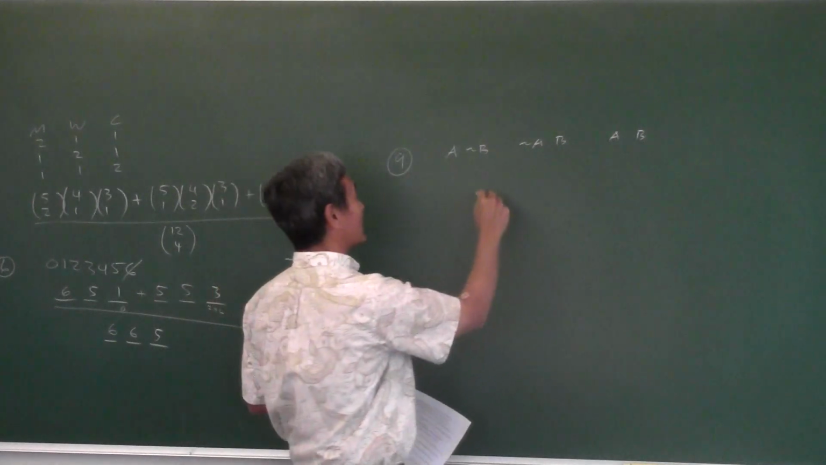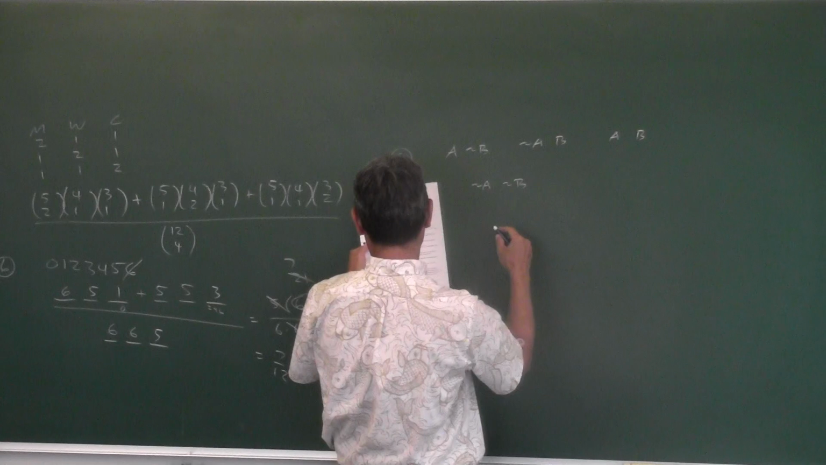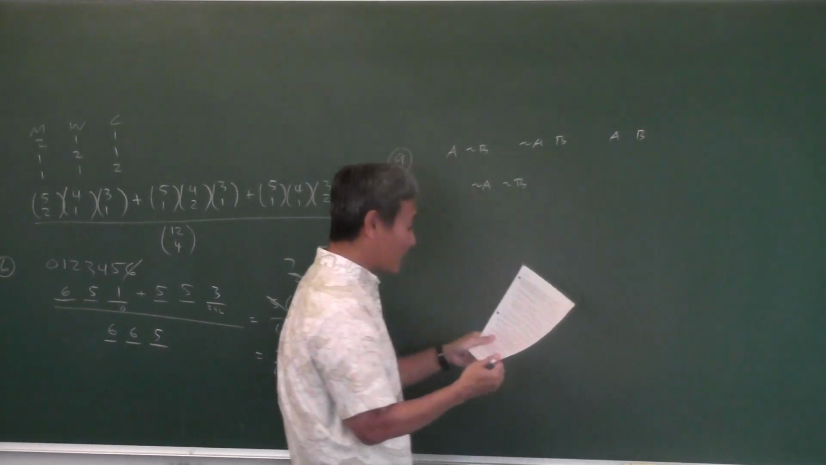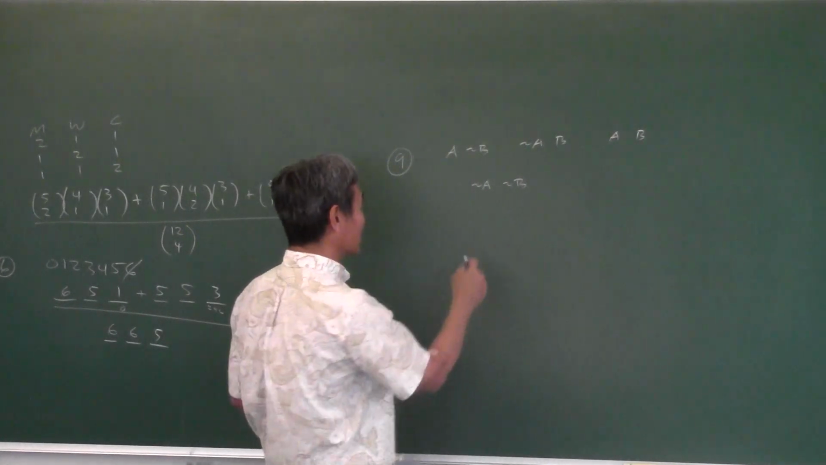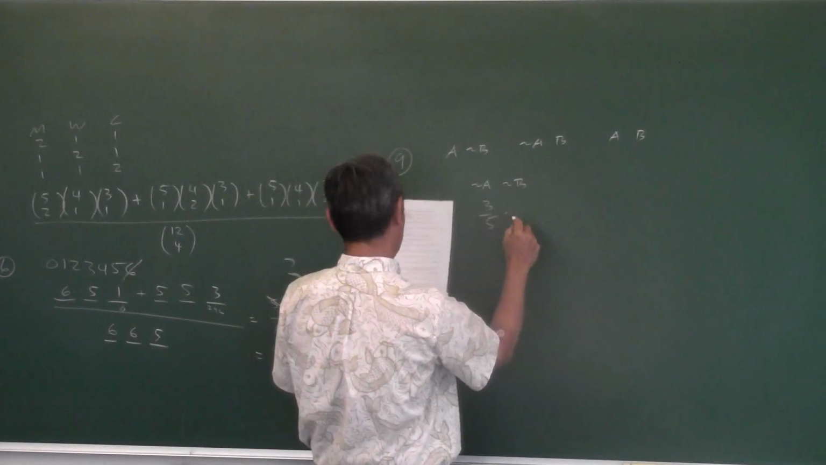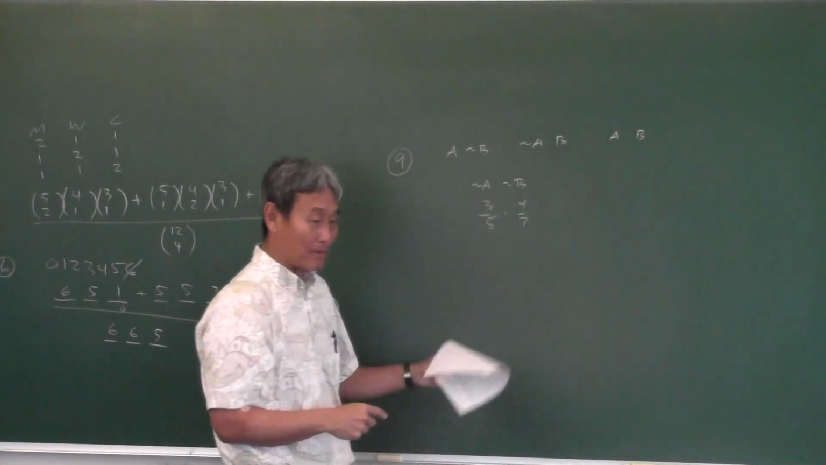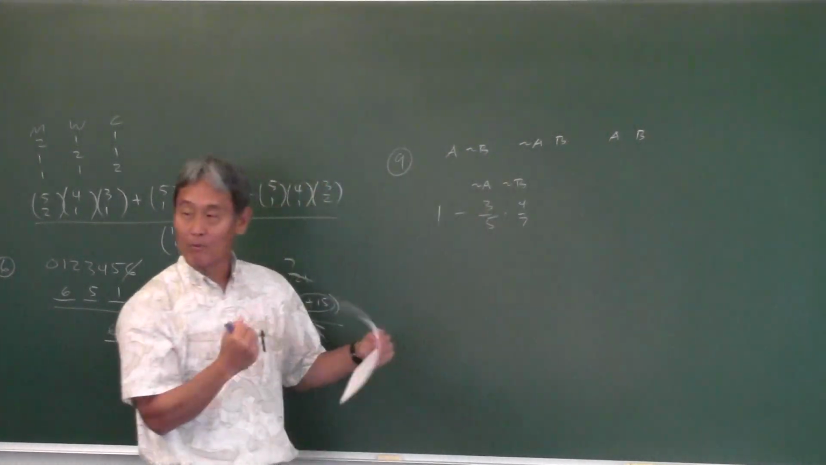So what's the probability that A does not solve the puzzle and B does not solve the puzzle? Number 9. Well, if the probability that A solves the puzzle is 2/5, what's the probability that he won't solve the puzzle? And what about B? It's 3/7, so 4/7. That's the probability that the puzzle will not be solved. Subtract it from 1. Finished.